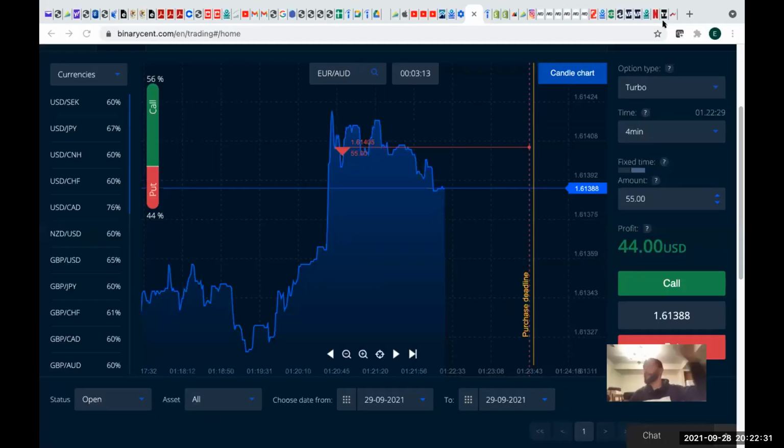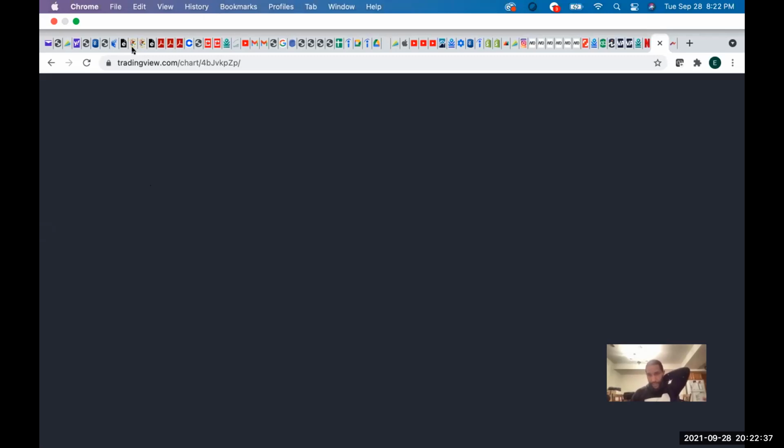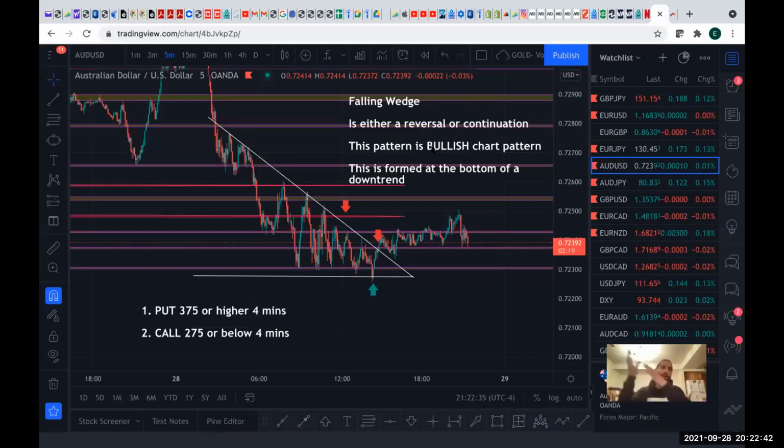So while he's looking at that, in the descending triangle pattern, you're looking for sales. That would be the most high probability trades. In an ascending triangle going up, you're looking for calls. That would be the most high probability trades.